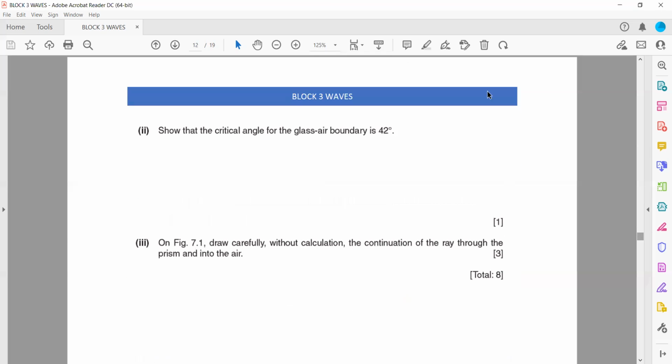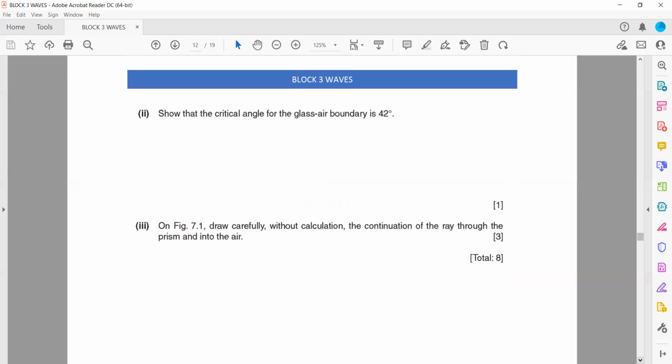Then show that the critical angle is 42. What is the formula? The formula which relates the critical angle and refractive index is: the refractive index is 1 over sine c. The refractive index we already calculated is 1.5. Or you can also say that sine c is equal to 1 over n. So sine c is equal to 1 divided by 1.5.